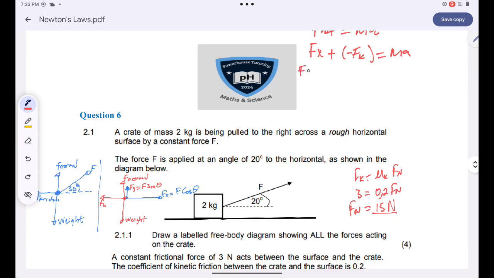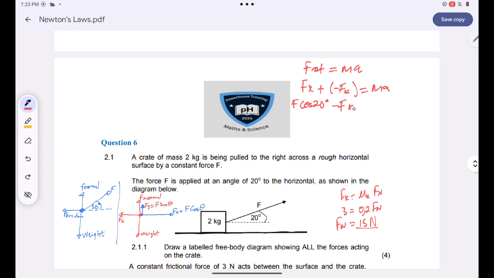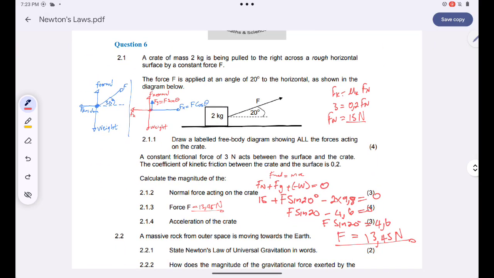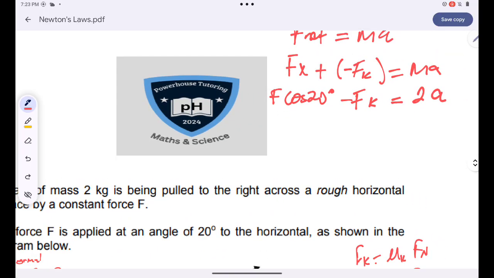Fx is just F cos of 20 degrees. We do know, let's just say, minus Fk is equal to 2a. We don't know the value of acceleration. We just calculated the value of F to be equal to 13.45. So here we can simply substitute 13.45 multiplied by the cos of 20 degrees minus the frictional force, which is 3, and I have 2a over here.